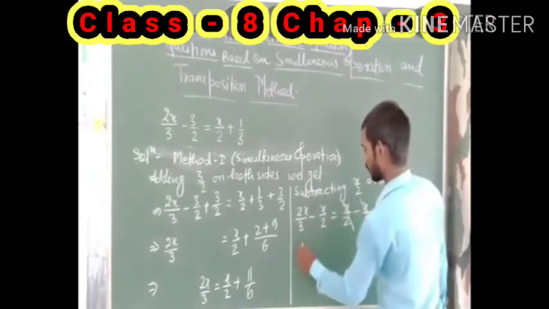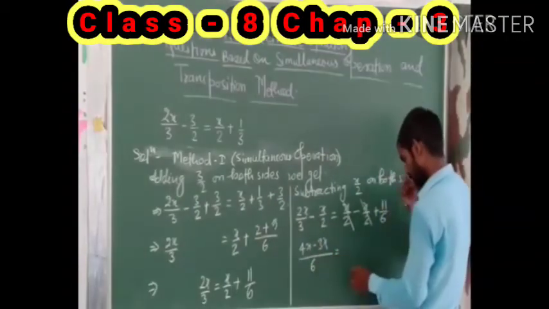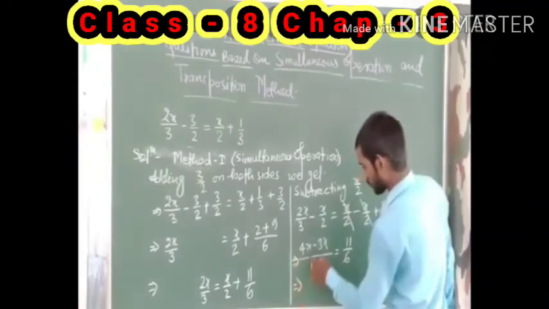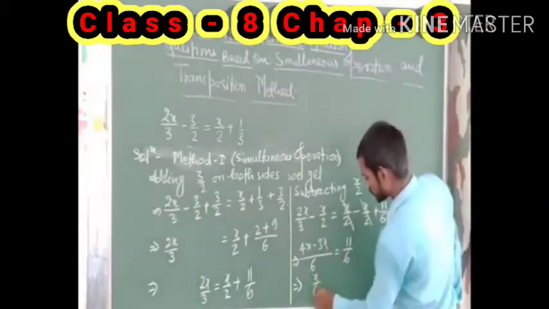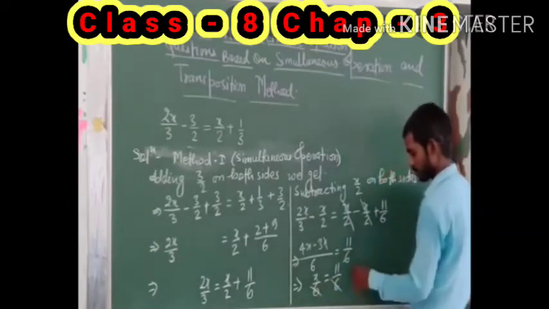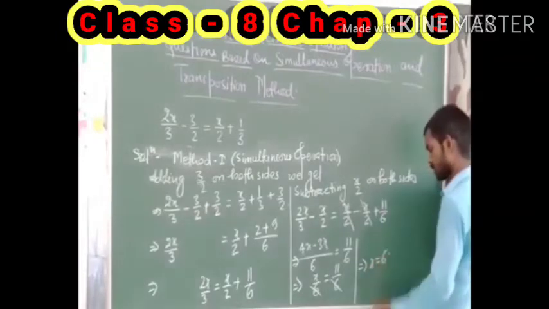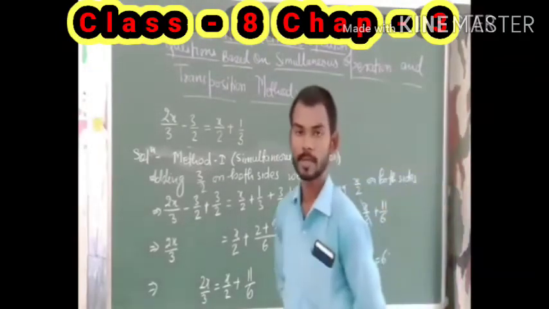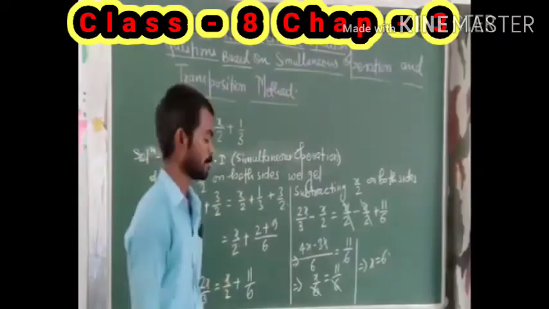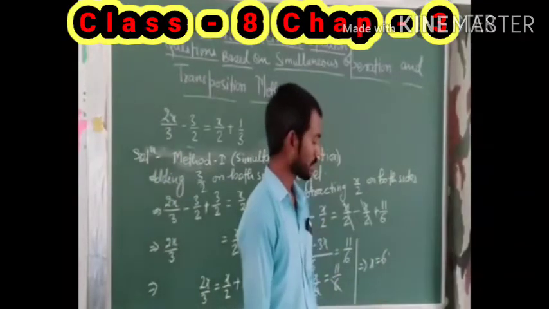We get 2 2s are 4x minus 3x upon 2 3s are 6 is equal to 11 upon 6. We get 4x minus 3x is x upon 6 is equal to 11 upon 6. 6 cancels out on both sides. Then we get x is equal to 11, which is the required solution of the given problem by the simultaneous operation method.